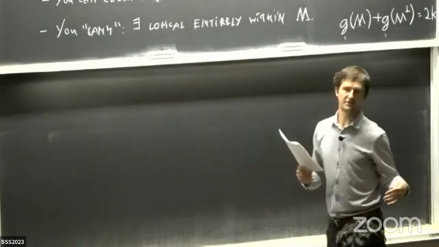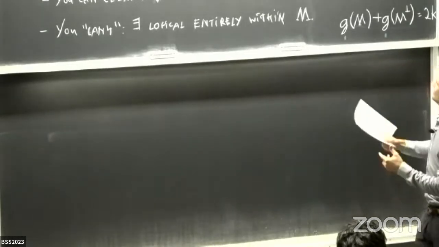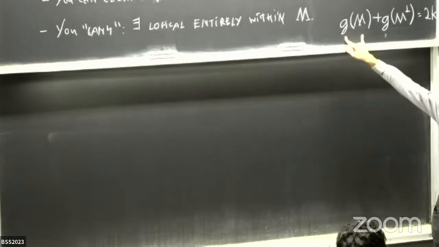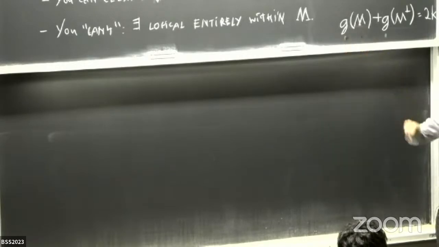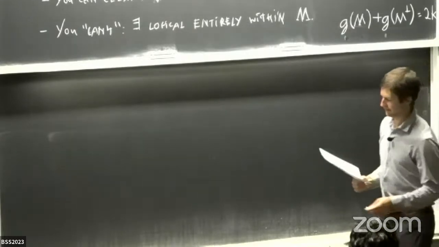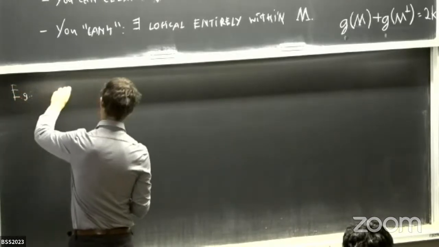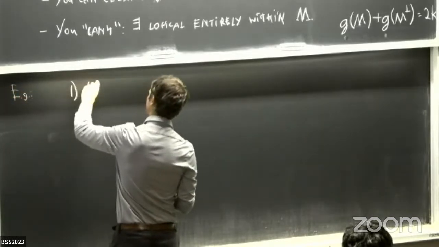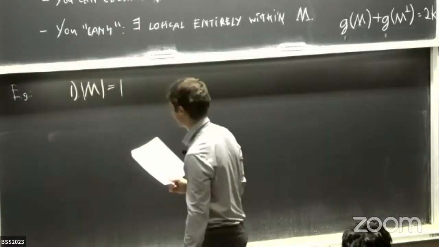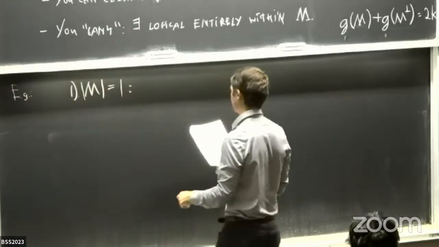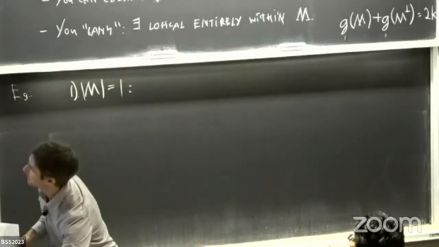G is just some map that counts the number of different X and Z type logical Paulis inside M that have support only on M. Only on M, so you can split it up into only on M and only on M perp. So let's see. For example, let's look at all regions M such that the number of qubits in M is just 1 for the 4-qubit code. Well, let's go back to our logicals.